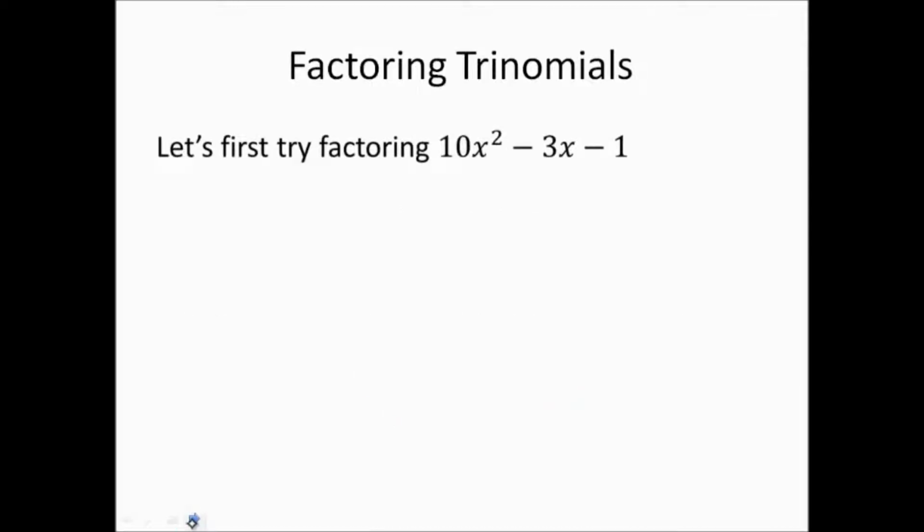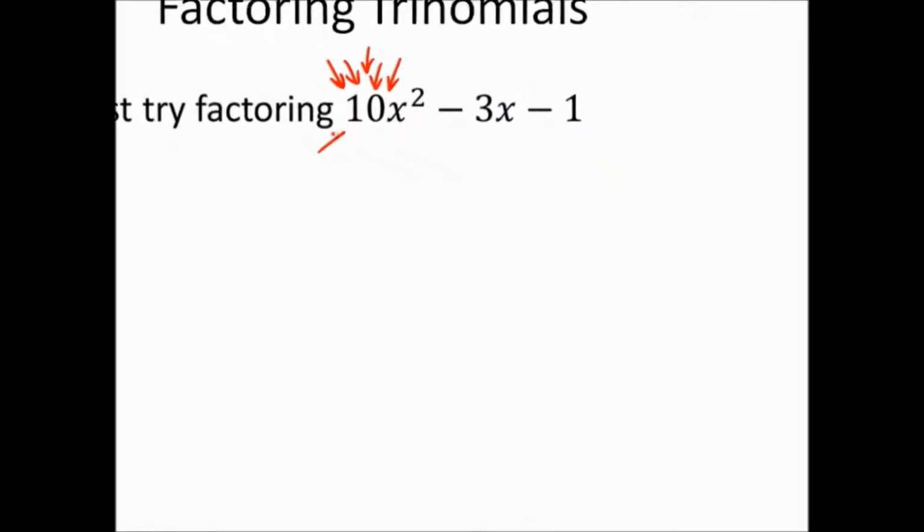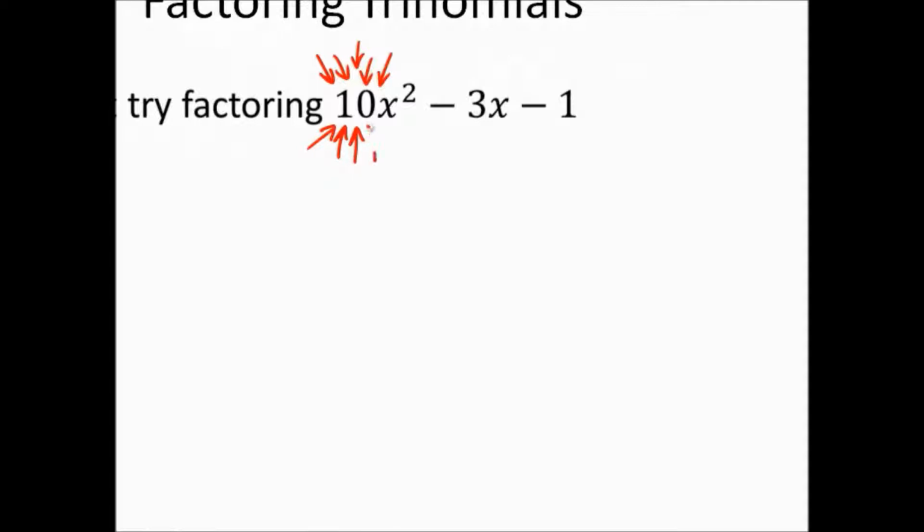Let's first just try going for it and factoring 10x squared minus 3x minus 1. The leading coefficient is not 1. Careful. So you don't want to fall into the practice of treating this as a leading coefficient of 1 and just doing what we learned in the previous lesson on simply factoring straight into the brackets. However, some people are able to just see it. So let's see how this would work.